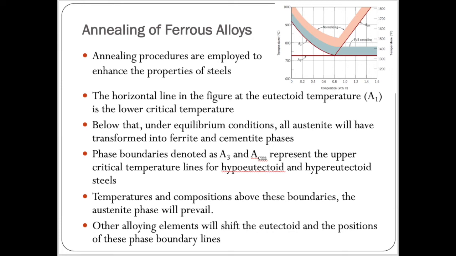The horizontal line at the eutectoid temperature, conveniently labeled A1, is termed the lower critical temperature, below which, under equilibrium conditions, all austenite will have transformed into ferrite and cementite phases. The phase boundaries denoted as A3 and ACM represent the upper critical temperature lines for hypoeutectoid and hypereutectoid steels. For temperatures and compositions above the boundaries, only the austenite phase will prevail. Alloying elements will shift the eutectoid and the position of these phase boundaries.